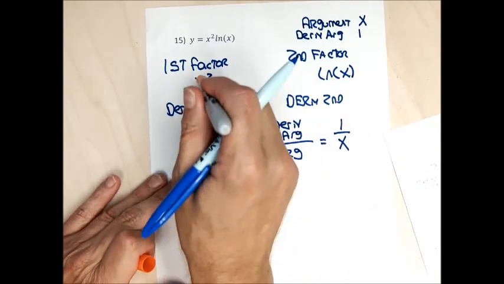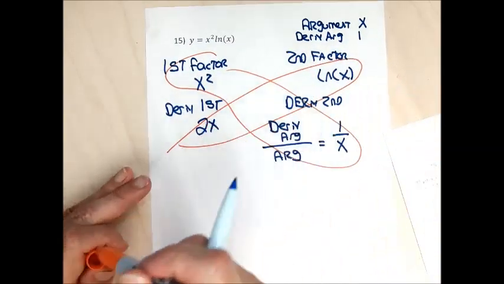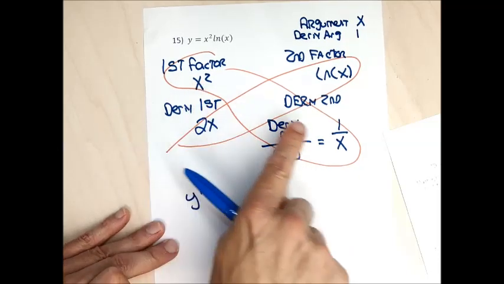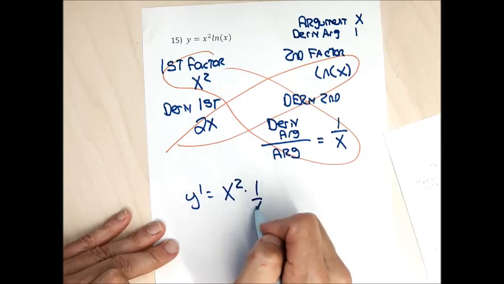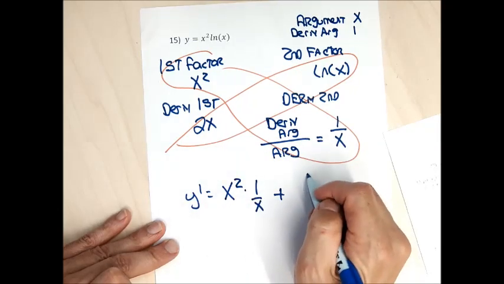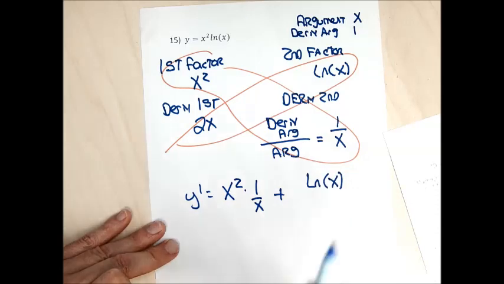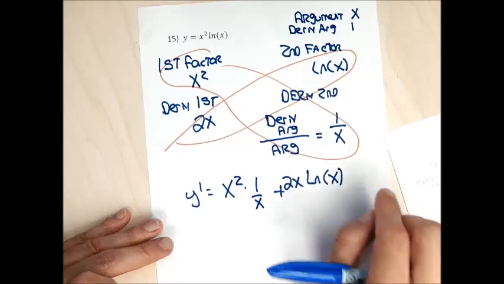Now I'm going to multiply, write down my derivative. So the derivative equals first factor times derivative of the second plus second factor times derivative of the first. I just feel the urge to write this backwards. So instead of writing the 2x after the ln of x, I wrote it before.